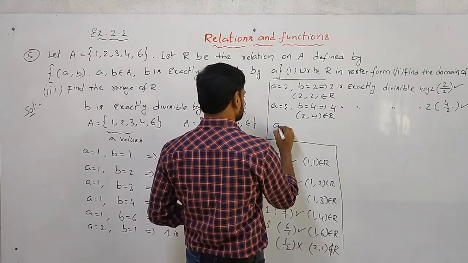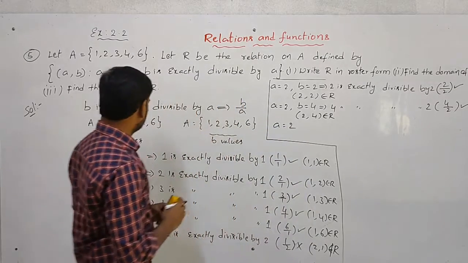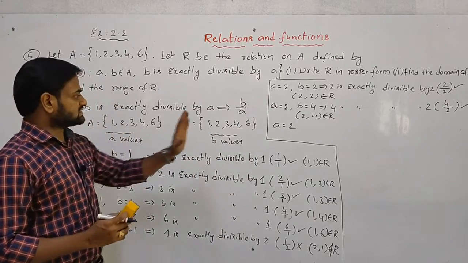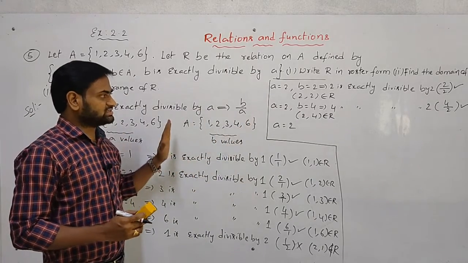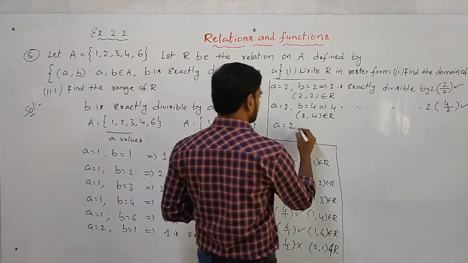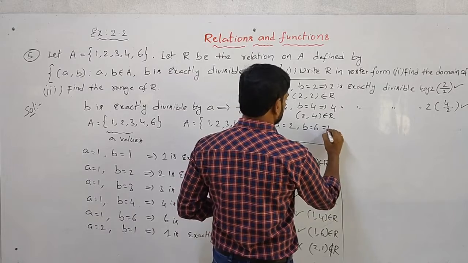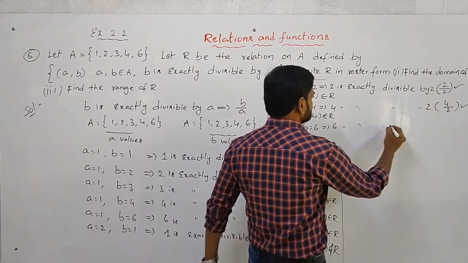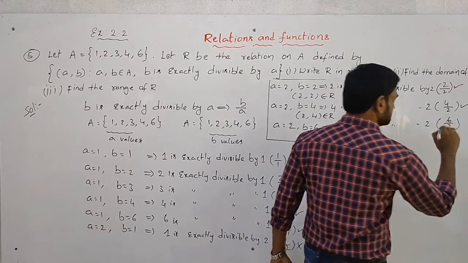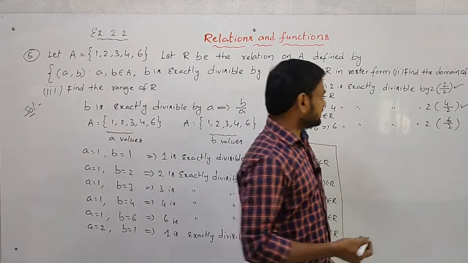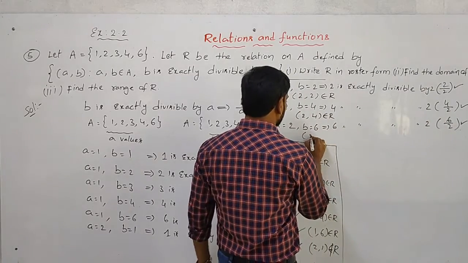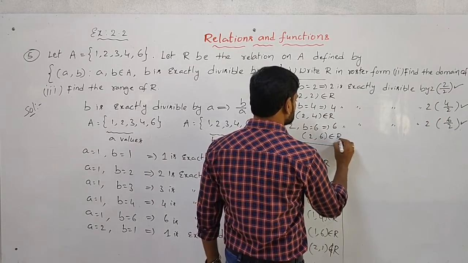Next. A value 2, B value 6. 6 is exactly divisible by 2. That implies 6 is exactly divisible by 2. That is 6 by 2. Yes? How many times cancel? 3 times cancel. That is possible. So it is possible, 2, 6 belongs to the relation.